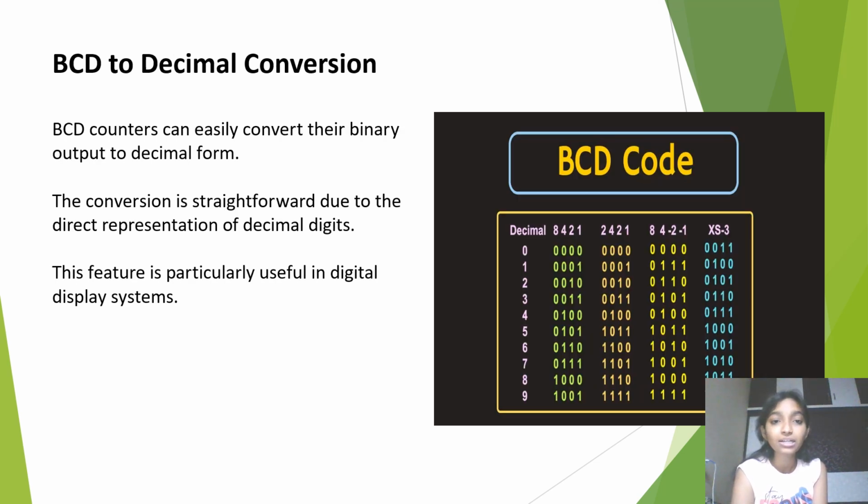BCD to decimal conversion. BCD counters can easily convert their binary output to decimal form. The conversion is straightforward due to the direct representation of decimal digits. This feature is particularly useful in digital display systems.